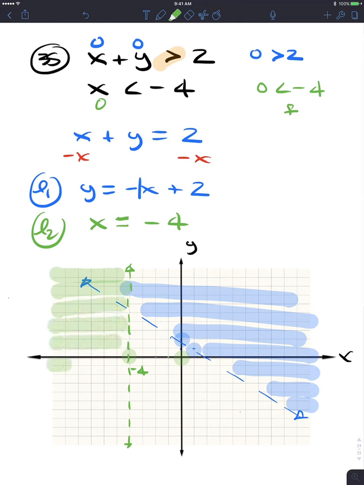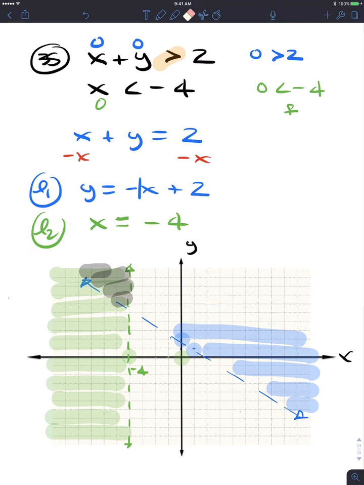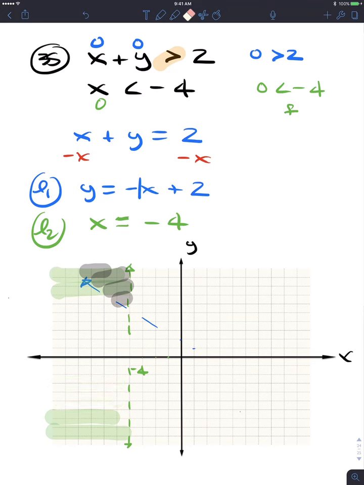So if we take a closer look, the region that's shaded in both inequalities is this region here. This is going to be our final answer. All other things that we shaded can be erased. Even the portion of the lines can be erased. This is our final answer.